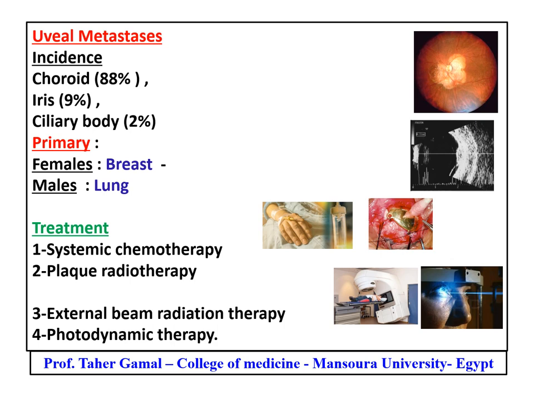And the uveal metastasis may occur also, in incidence the majority in the choroid, about 88%, in the iris 9%, in ciliary body only 2%. The primary metastasis from the uvea in females from the breast, in males from the lung. The treatment by systemic chemotherapy and plaque radiotherapy, external beam radiation therapy, photodynamic therapy.